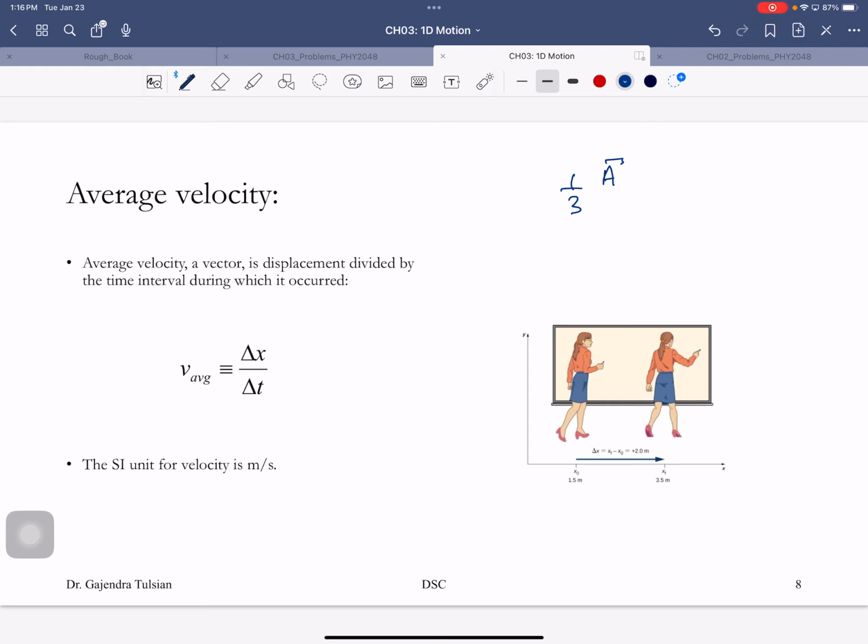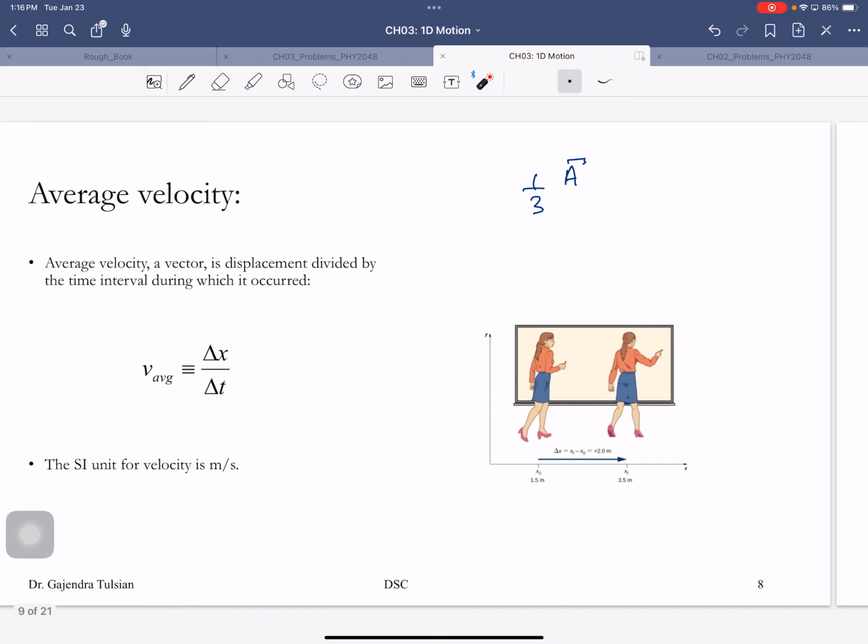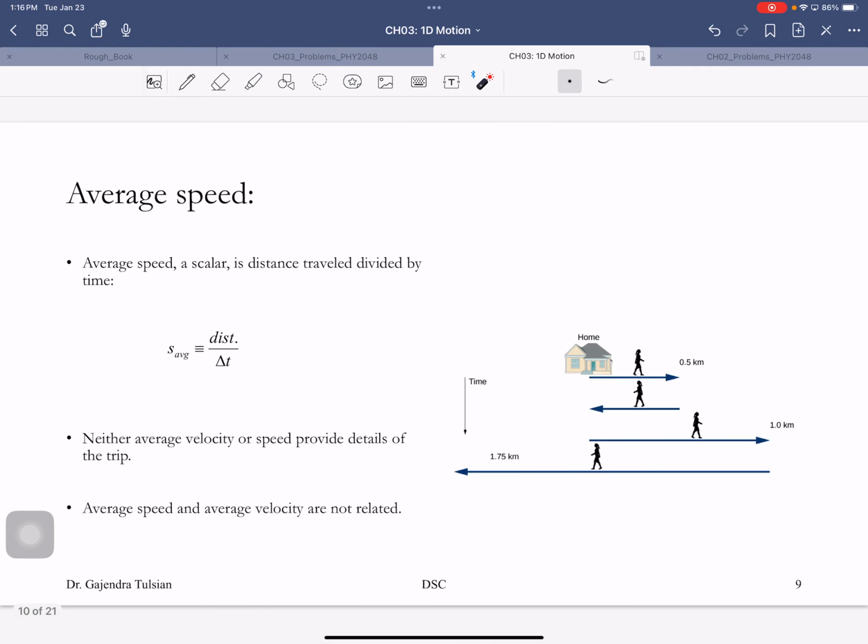All right. Units. What are units? This thing is measured. SI units are meters, seconds. So meters per second. Average speed. Speed is a scalar. Speed is distance divided by time. So that's a scalar divided by a scalar, which is a scalar.